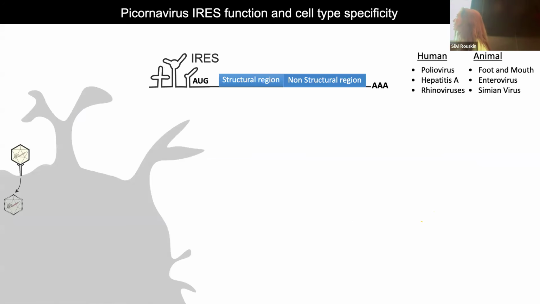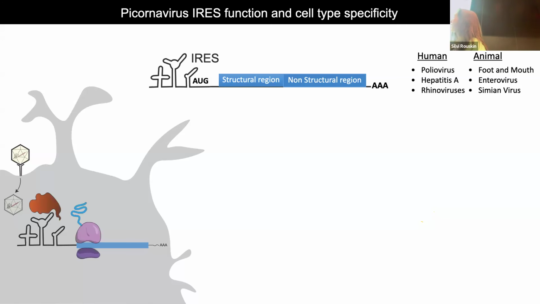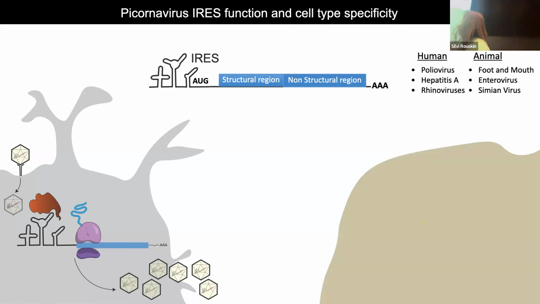But basically the way they work is they get in the cell and then they literally inject their positive strand RNA genome. And with this IRES, they use it to recruit initiation factors and the ribosome. They translate their whole genome into one big polyprotein. They cut it up, and then they make their virions, and they go out to infect other cells.